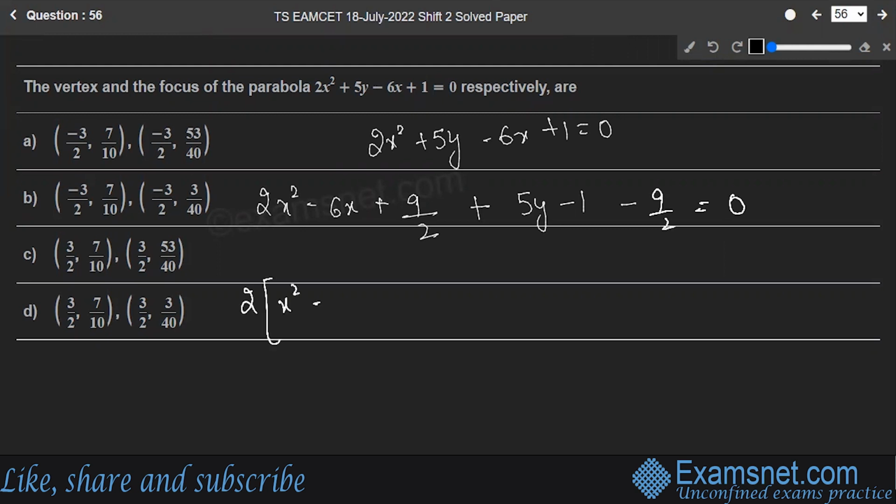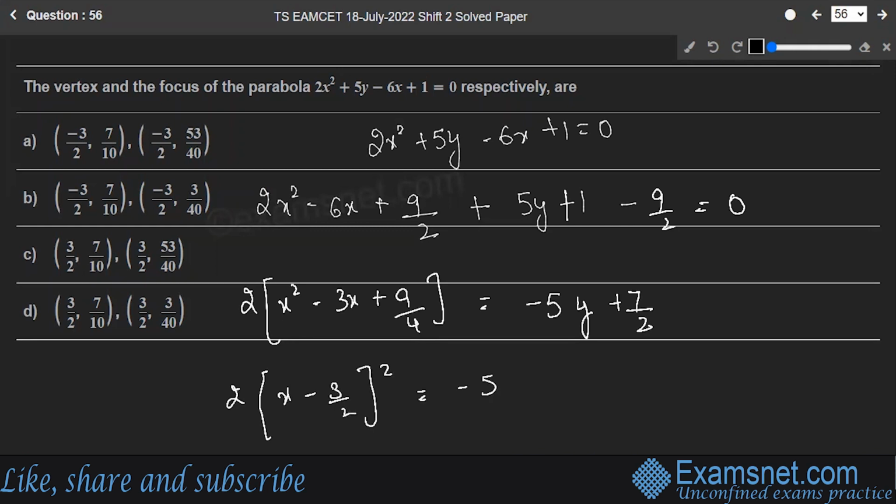Now let's take 2 common from here. You will have x square minus 3x plus 9 by 4. This is equal to minus 5y, and here was plus 1, right? So this is going to be minus, and minus on this side. When I take it on this side, this will be converted into plus 7 by 2. Now this is 2 into (x minus 3 by 2) whole square is equal to minus 5. I'll take this common. So you will have minus 7 by 10.